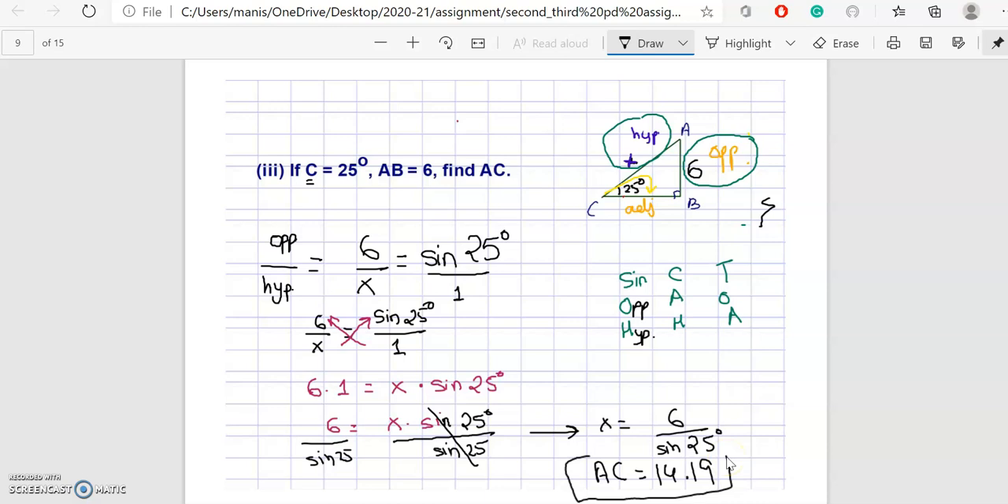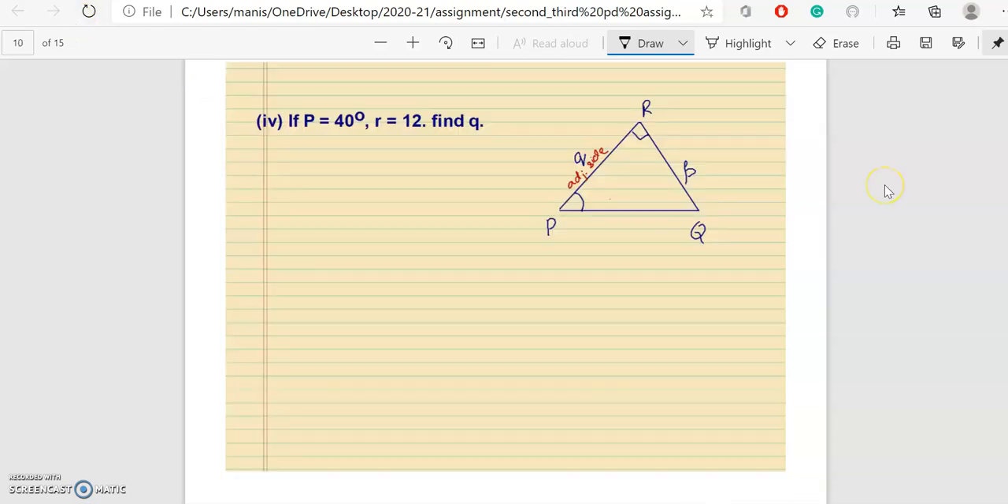This is how you find the value of the unknown side when you have been given a known angle and one known side. Okay, let's look at this question over here. It says uppercase P is 40 degrees. So when I go to my triangle, it is my 40 degrees over here.